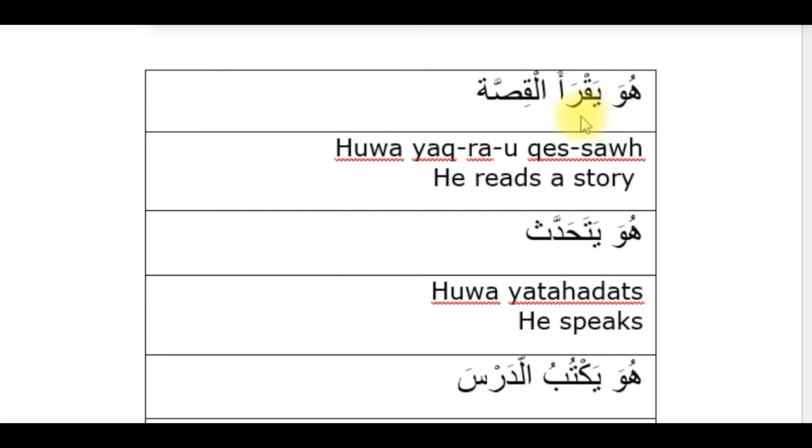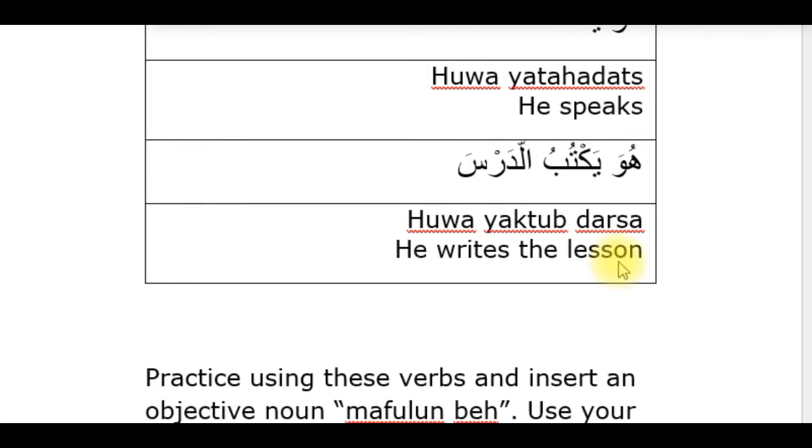هو يقرأ قصة. هو he يقرأ reads قصة a story. هو يتحدث. هو he يتحدث speaks. هو يكتب الدرس. هو he يكتب writes الدرس the lesson.